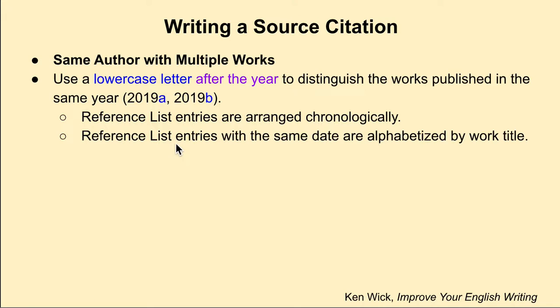And for reference entries with the same date, you alphabetize the work. So if a person has 2 published books in the same year, and you only ever use a year for a published book, then you would alphabetize those works by title.